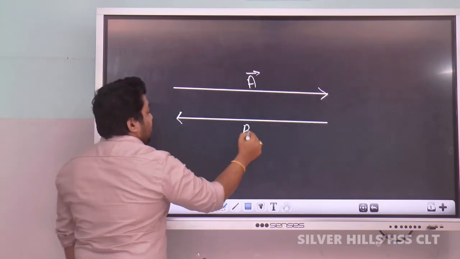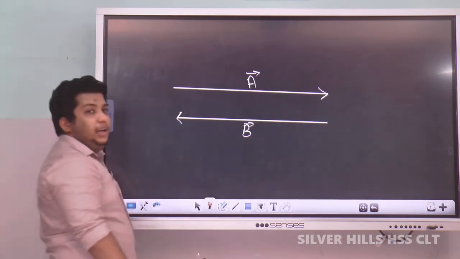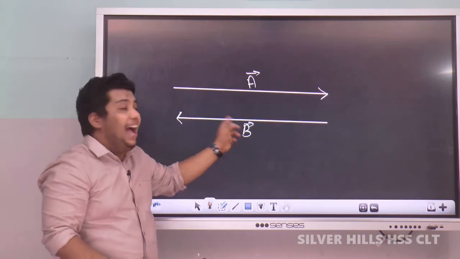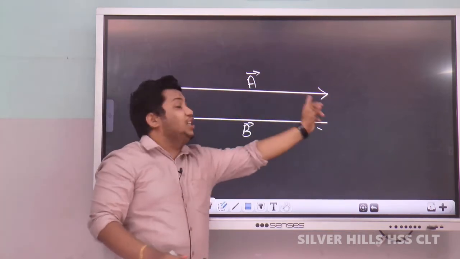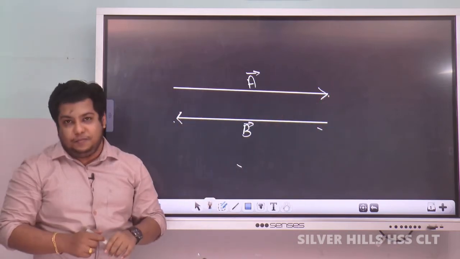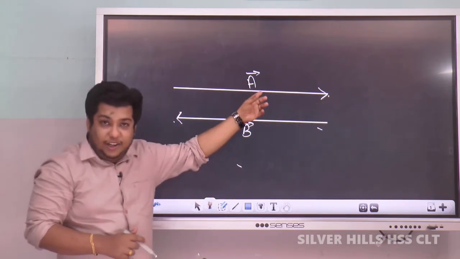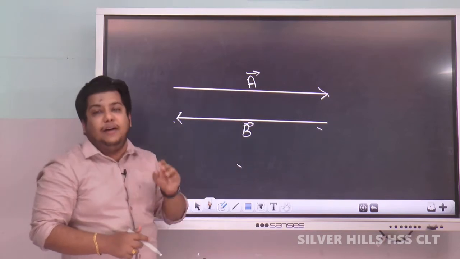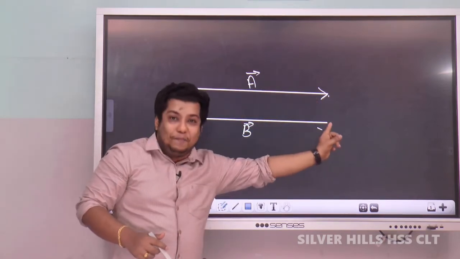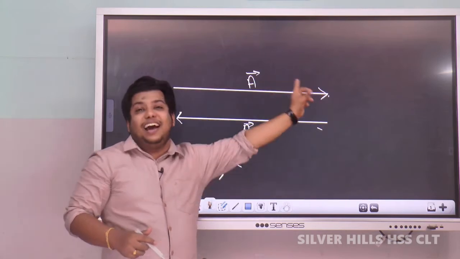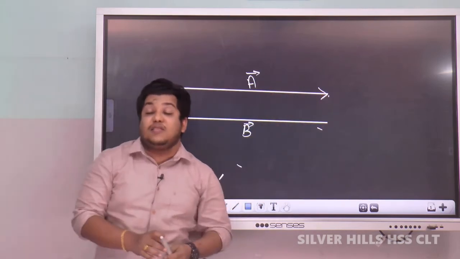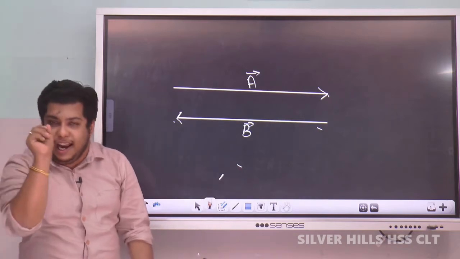This is vector B. From the figure itself, it is clear that A and B have the same magnitude but opposite directions. Vector A and vector B have the same magnitude, but opposite directions. Such kind of vectors are technically called negative vectors.